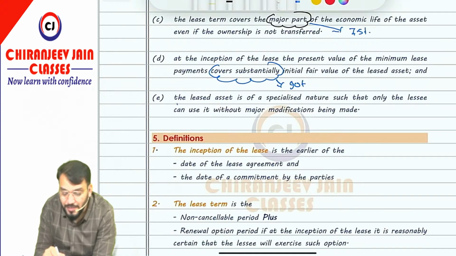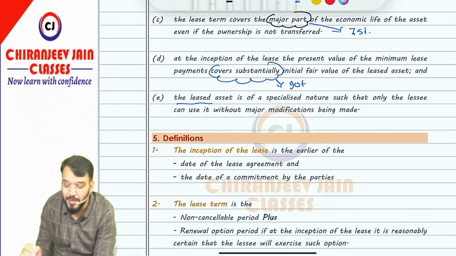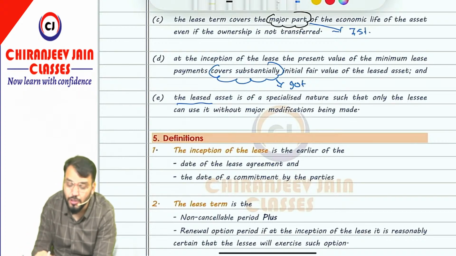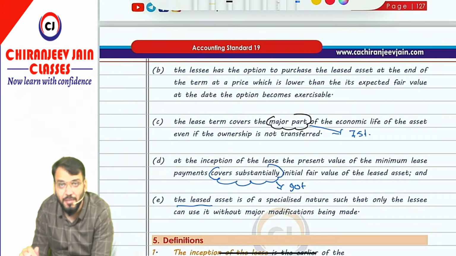Last point, the lease asset is of a specialized nature which can be used only by the lessee unless major modification is being made. It means that whatever asset has been given on lease can be used only by the lessee. It cannot be used by any other person unless major modification is being made. Then that lease will also be classified as a finance lease. Understood? So these are the 5 indicators where the lease will always be classified as a finance lease.